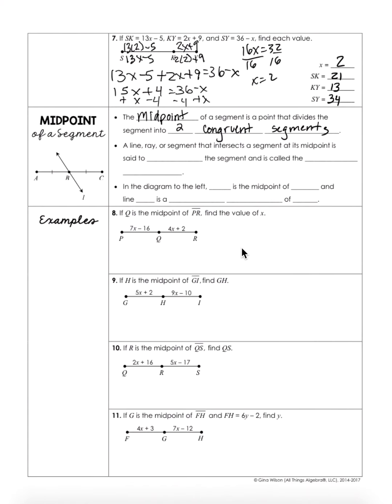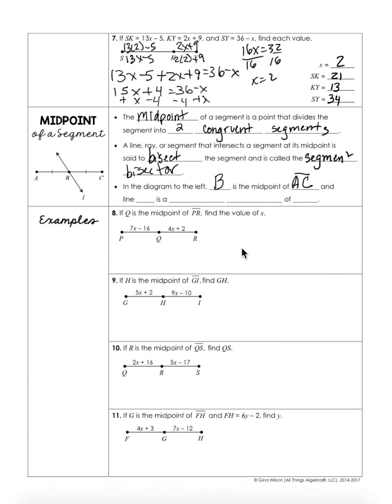A line, ray, or segment that intersects a segment at its midpoint is said to bisect the segment and is called the segment bisector. So I could have a point that's in the middle, that's called a midpoint, or I could have a line that goes through, and that's called the segment bisector. So in this picture on the left here, we have B is the midpoint of AC. And remember, I'm putting a segment hat on that AC.